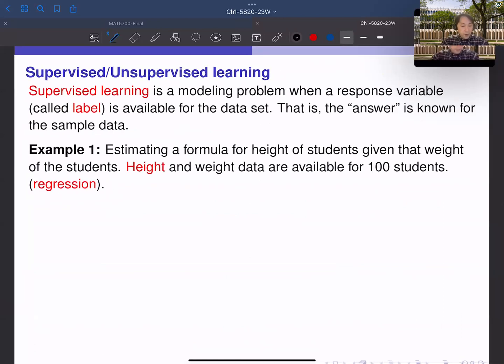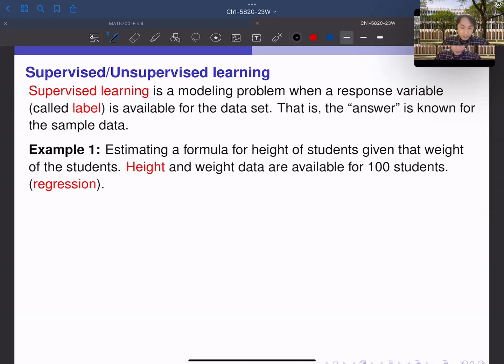Yeah, so we have supervised problems and unsupervised problems, and also semi-supervised problems in some cases. At first, I want to explain supervised learning. Supervised learning is a modeling problem when a response variable called a label, or supervisor, is available for the data set. So the answer is known for the sample data.